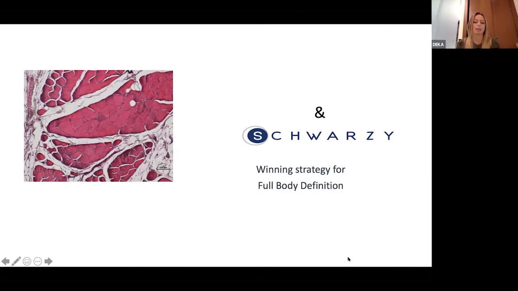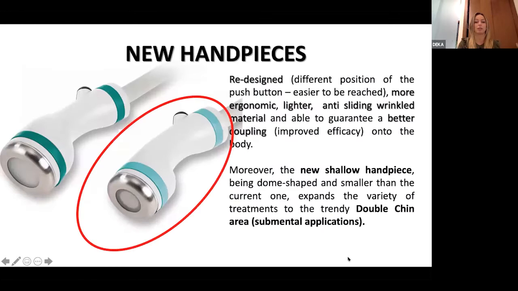I normally deal with non-invasive procedures. The main one I've been working with is the Onda system, and I know that you know these technologies very well. So today we focus our attention on submental treatment.